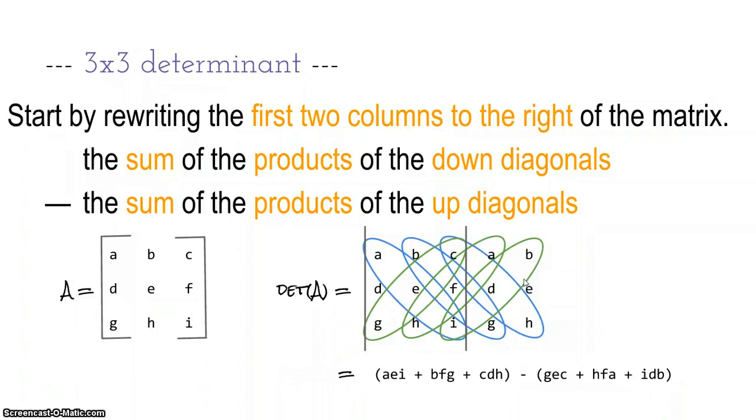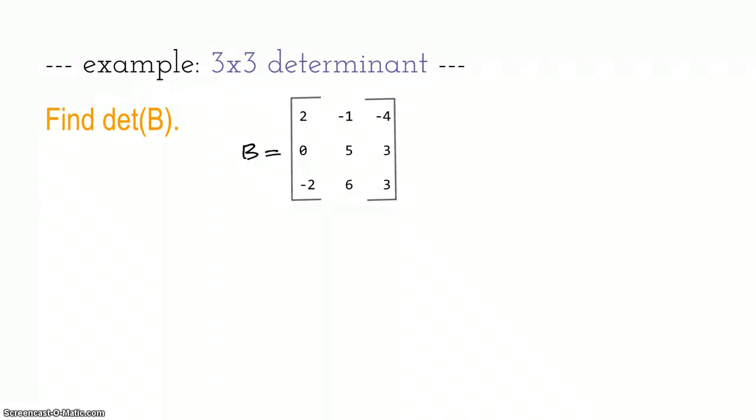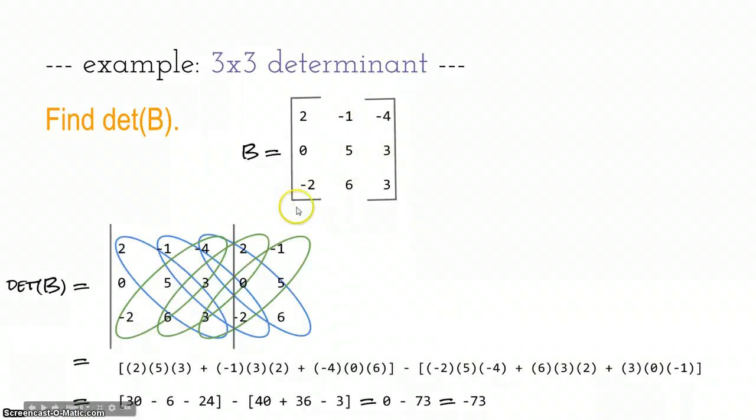Okay, so let's look at an example of this. This is a little bit more complicated. So we're going to find the determinant of B. We know to get started, the first thing we need to do is put this 2, 0, negative 2 on the right, and this negative 1, 5, 6, that column, on the even further right. Okay, you can see that written here, kind of behind that blue and green stuff. And then we're going to go down, down, down, minus up, up, up.